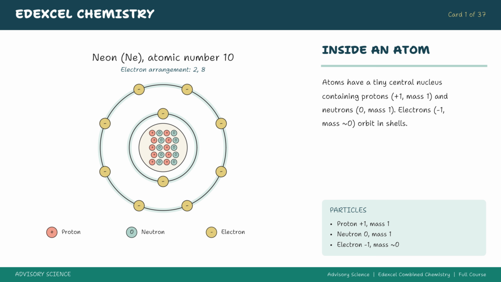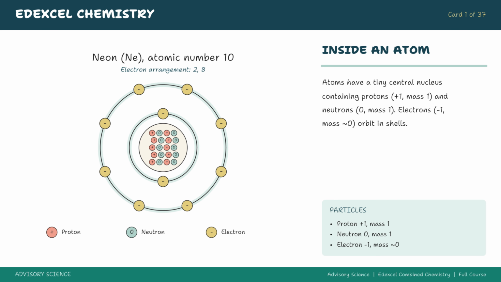Every atom has a tiny central nucleus containing protons and neutrons. Protons have a positive charge and a relative mass of 1. Neutrons are neutral, also with a mass of 1. Electrons orbit the nucleus in the shells, so they're outside the nucleus. They're negative and they have almost no mass.